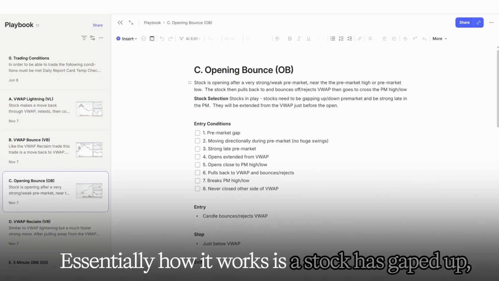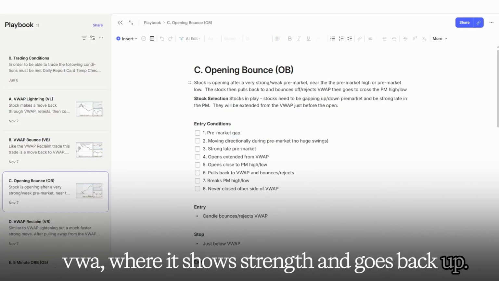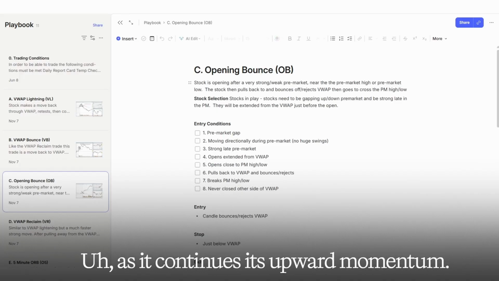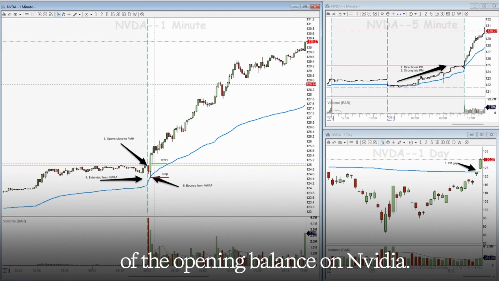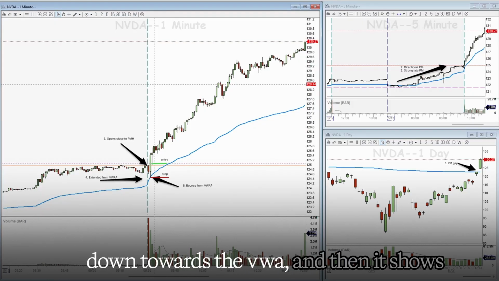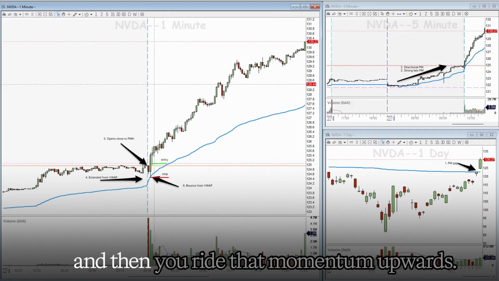Essentially how it works is a stock has gapped up, then it sells off right at the open down to the VWAP where it shows strength and goes back up. And then you could take it long as it continues its upward momentum. This is an example of the opening bounce on NVIDIA. It gapped up, and then initially at the open, it sold off back down towards the VWAP. And then it shows strength, goes back up, and you take a long, and then you ride that momentum upwards. So let's see how that works out with AMD here.